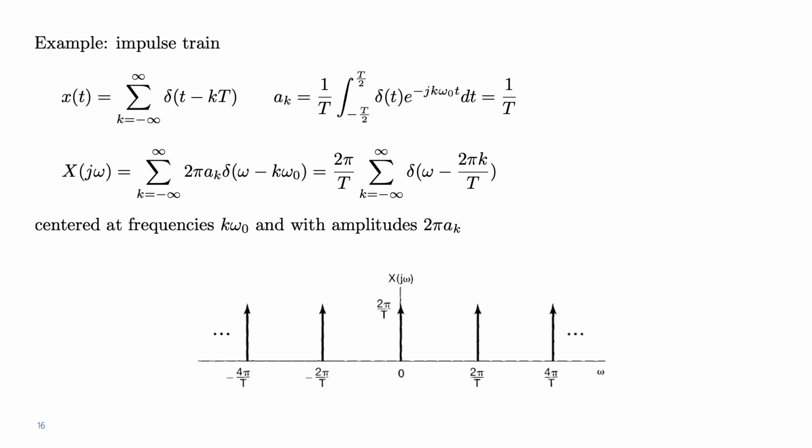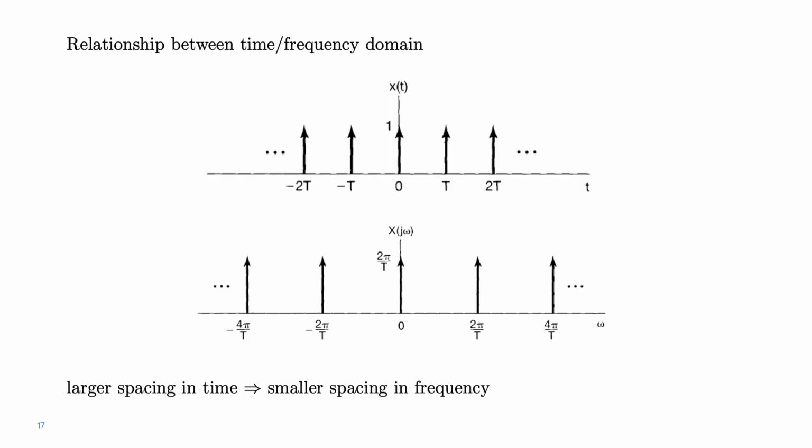So we can write in formulas that X of j omega is 2 pi over T, the sum of delta of omega minus 2 pi k over T. So thus we have seen that the Fourier transform of a periodic impulse train in the time domain with period T is a periodic impulse train in the frequency domain with period 2 pi over T. This is sketched in the slide we're seeing now.